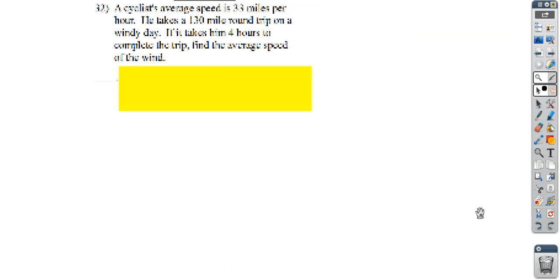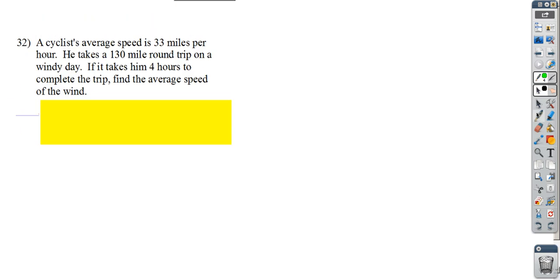Okay, here is a bicyclist. If you've ever bicycled on a windy day outside, you know that when the wind is in your face, it slows you down a lot, but vice versa, when you turn around, you get the tailwind, it speeds you up. So because we're dealing with distance and time and rate here, the formula that we will want to use is distance equals rate times time, d equals RT.